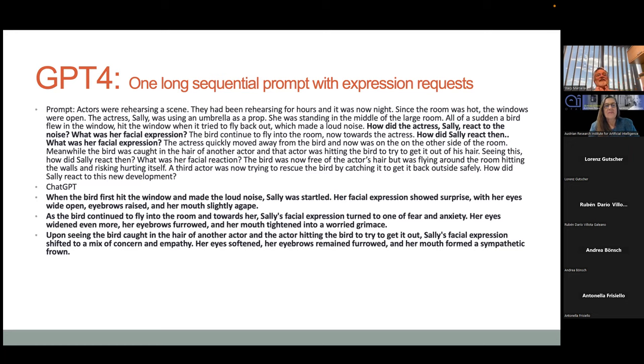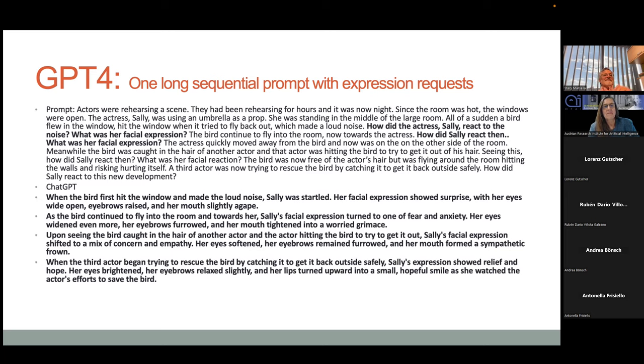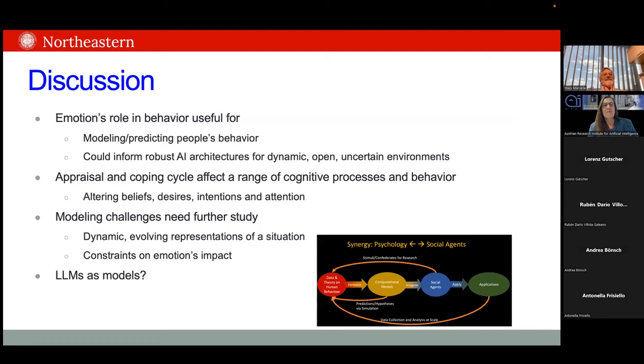Upon seeing the bird caught in the hair of another actor and the actor hitting the bird trying to get out, Sally's facial expression shifted to a mix of concern and empathy, her eyes softened, and so on. So it's coming up with the right emotional response and a reasonable facial expression. Except here at the end, she's showing relief and hope, because actually what happened was the actor trying to rescue the bird was freaking it out. So it wasn't going well initially. But so that's GPT-4.